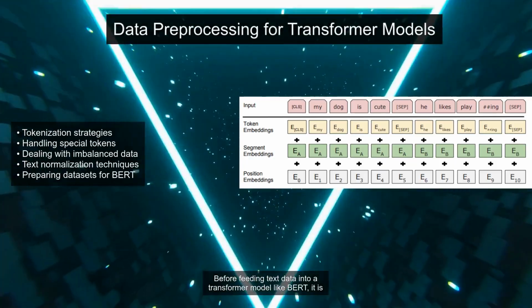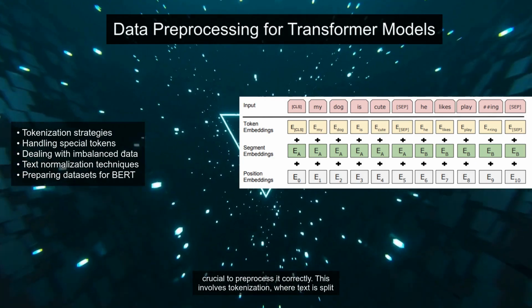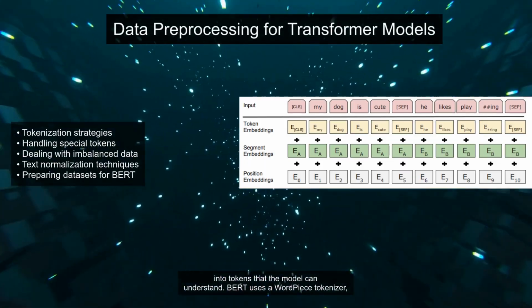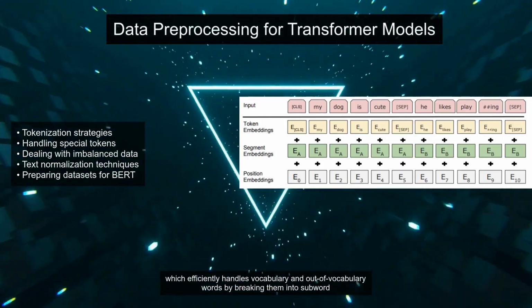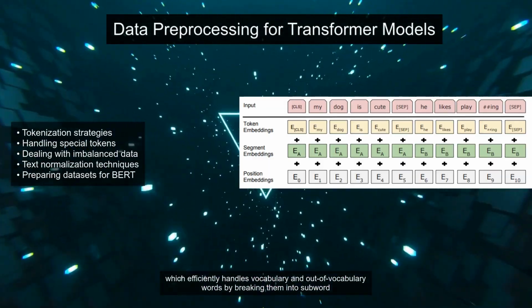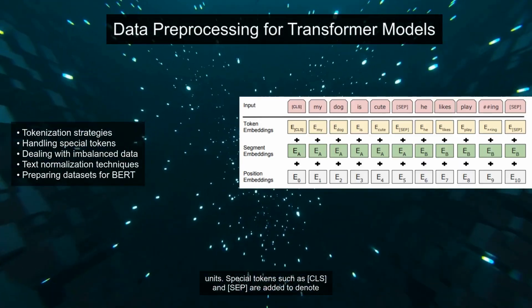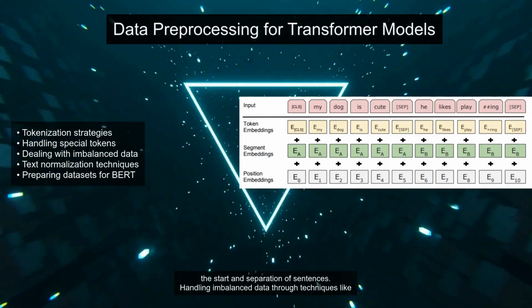Before feeding text data into a transformer model like BERT, it is crucial to pre-process it correctly. This involves tokenization, where text is split into tokens that the model can understand. BERT uses a WordPiece tokenizer, which efficiently handles vocabulary and out-of-vocabulary words by breaking them into subword units. Special tokens such as CLS and SEP are added to denote the start and separation of sentences.